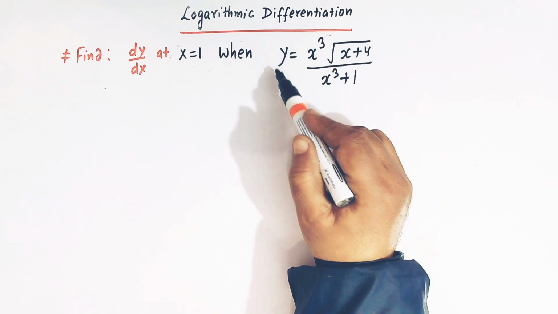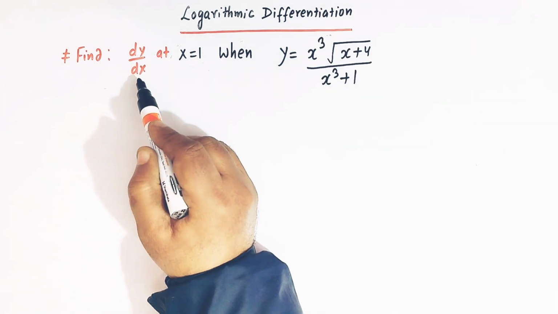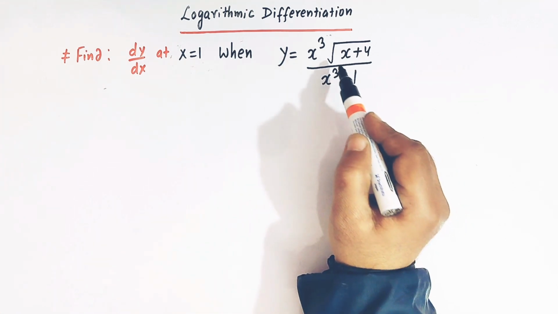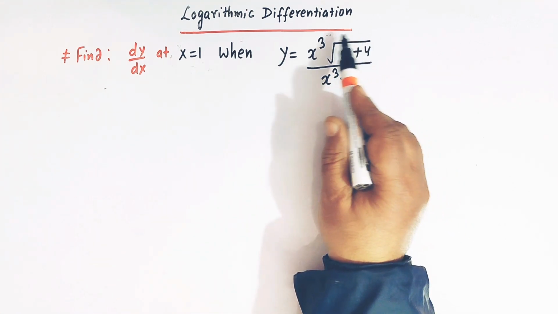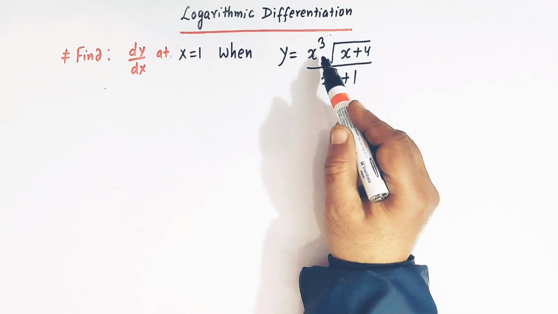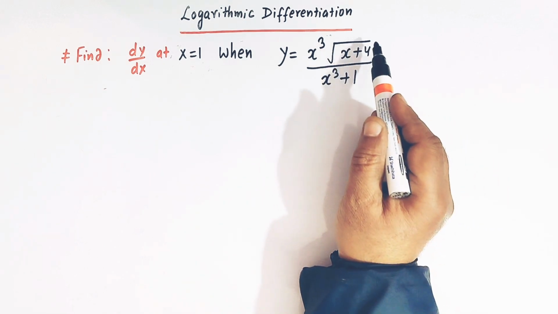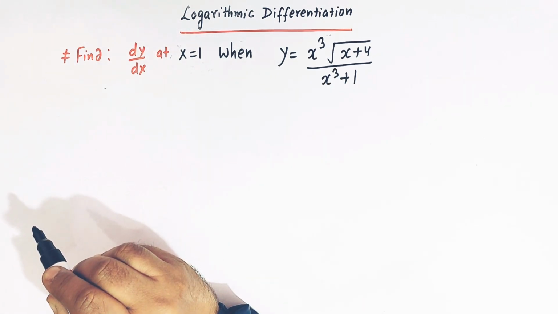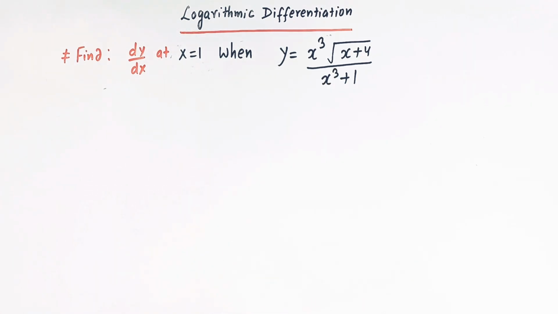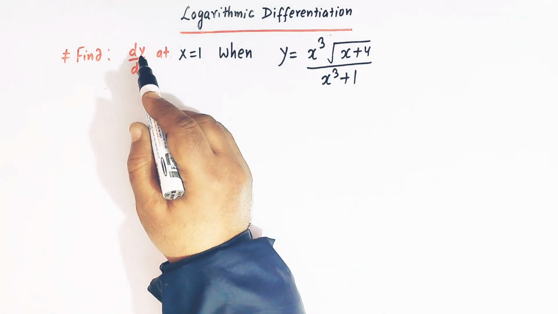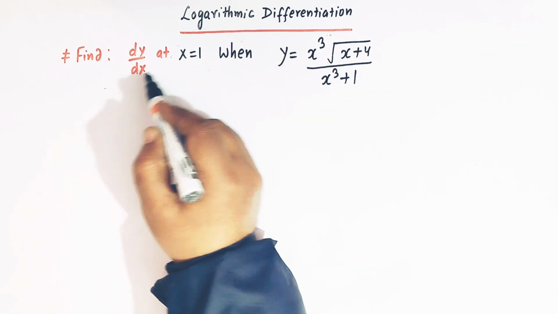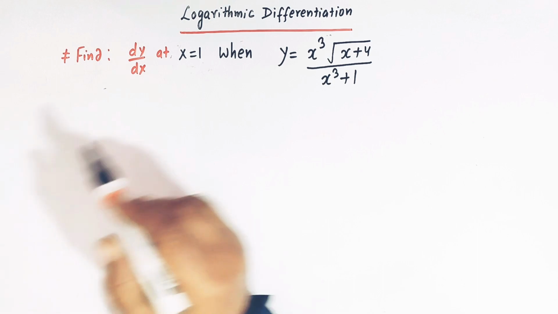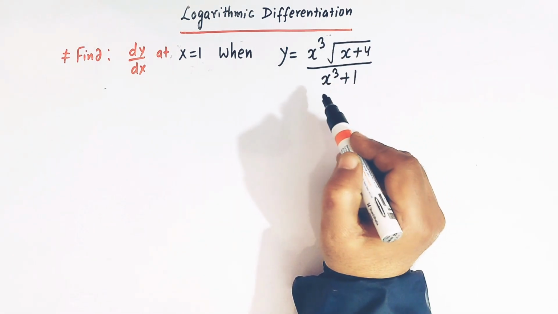So here, to find out the derivative of y with respect to x, we can make use of the quotient rule and then the product rule, right? But here we'll prefer the method of logarithmic differentiation by making use of the properties of logarithms. So let us see how we can find out the derivative of y with respect to x at x is equal to 1 using the concept of logarithms.